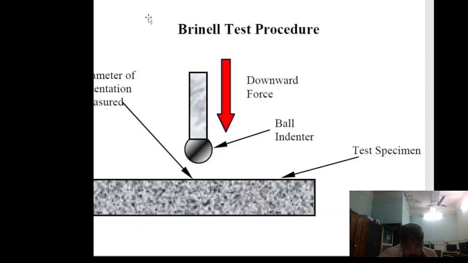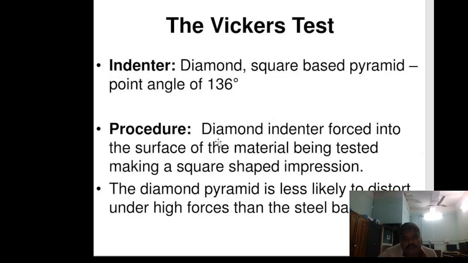This is a Brinell test procedure. The diameter of the indentation is measured. Ball indenter, test specimen, downward force is applied. The Vickers hardness test indenter is a diamond square-base pyramid with a point angle of 136 degrees.